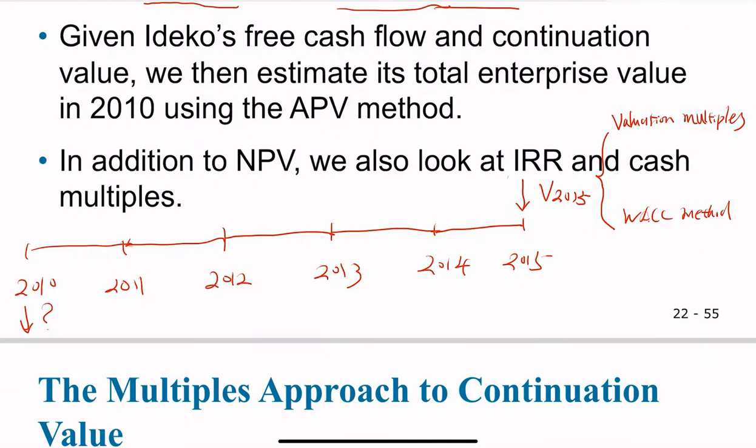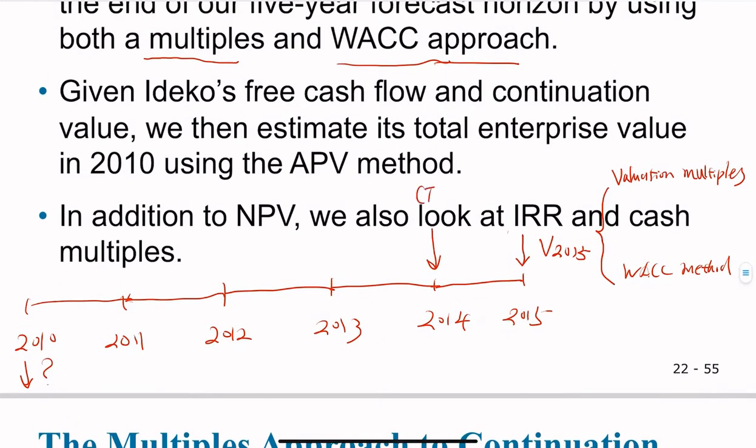To do this, you will look at the firm's cash flows, right? So you will look at the firm's cash flow at each period. And you will use these cash flows with this terminal value in 2015 to calculate the firm's value in 2010. And how do you calculate this? Well, you will use the adjusted present value method.